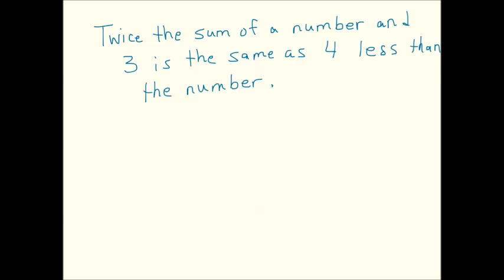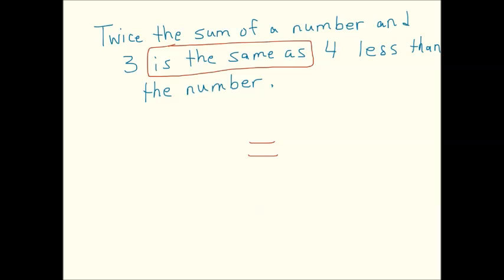Okay, so here's example 3a, which says twice the sum of a number and 3 is the same as 4 less than the number. The first thing we want to do is find the equal sign, and it'll be this phrase, is the same as. That's going to be the equal sign of the problem. So we'll go ahead and write that down here. After we find that, that breaks our problem in half. So everything on the left side of that red box is on the left side of the equation. Everything on the right side of that box is on the right side of the equation.